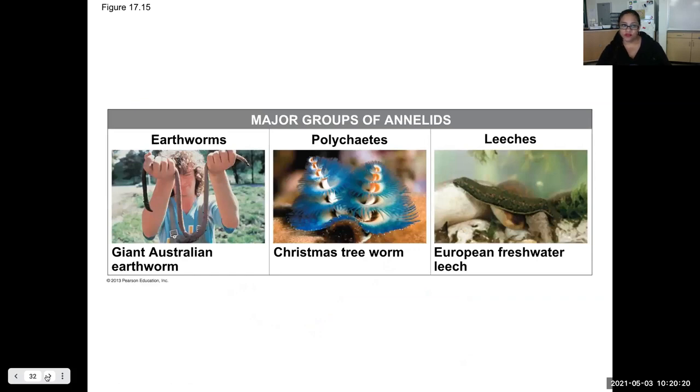So major groups, you have the earthworms. And that's probably when you think of worm, earthworms are what you think of out in the garden. Polychaetes, like a Christmas tree worm, those are aquatic. And leeches. Leeches are the little animals that, if you swim in a lake, will stick to your skin and suck your blood. Those are annelids.